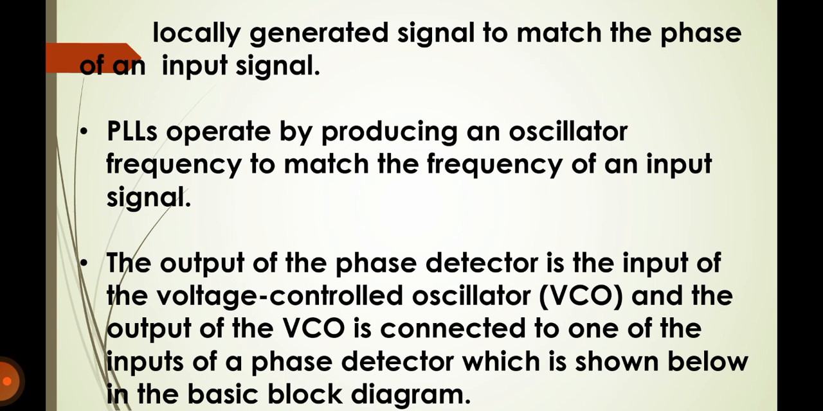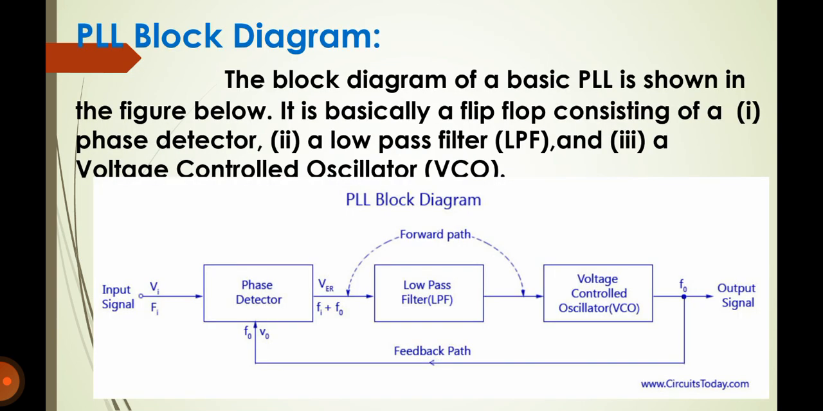In detail we can see the basic block diagram. Here we can see the phase locked loop block diagram. It basically consists of a phase detector, a low pass filter and a voltage controlled oscillator. Here in the block diagram we can see that the input is a frequency signal passing through the phase detector, whereas the output from the phase detector is passing through the low pass filter, becoming the input of the voltage controlled oscillator, and the output of the voltage controlled oscillator comes back to the input of the phase detector, forming a feedback loop.